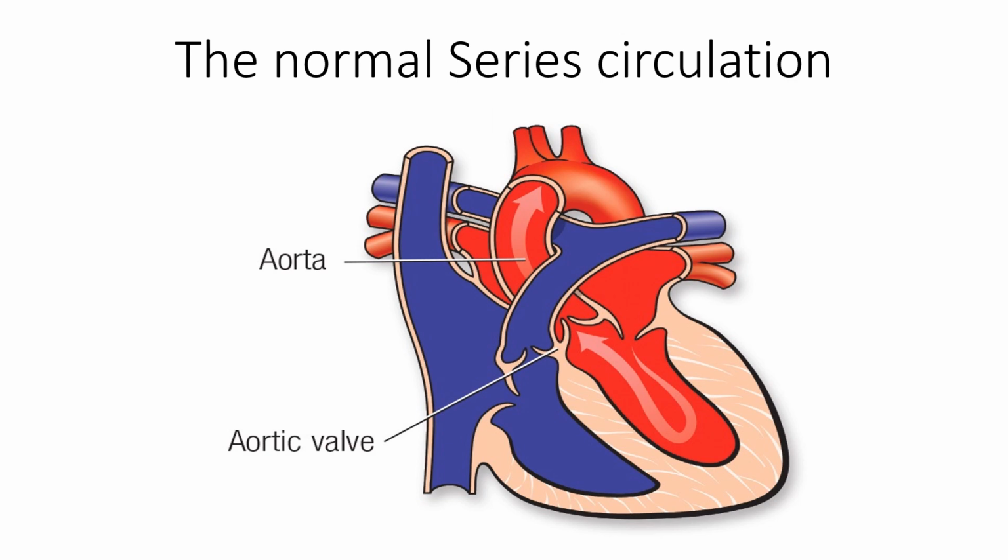So the normal circulation is the venous blood coming from one circulation will go to the arterial system of the other circulation. Venous blood of the systemic circulation will go to the arterial outflow of the pulmonary circulation, and venous blood from the pulmonary circulation will go to the arterial system of the systemic circulation.